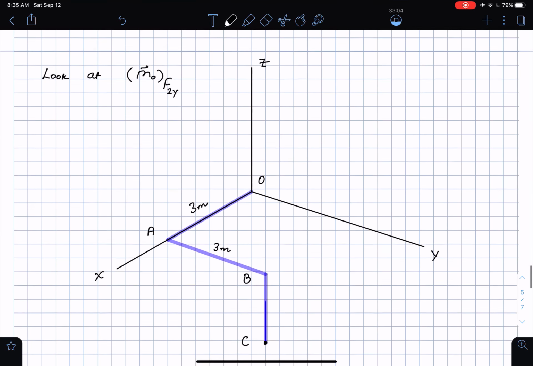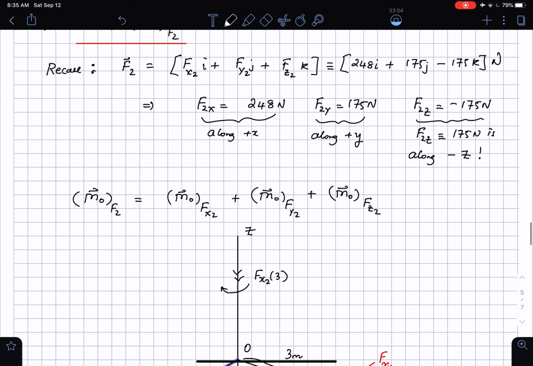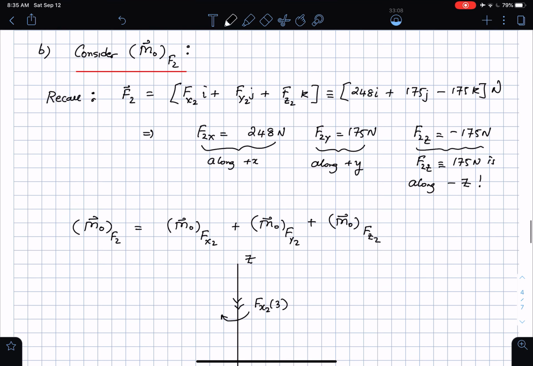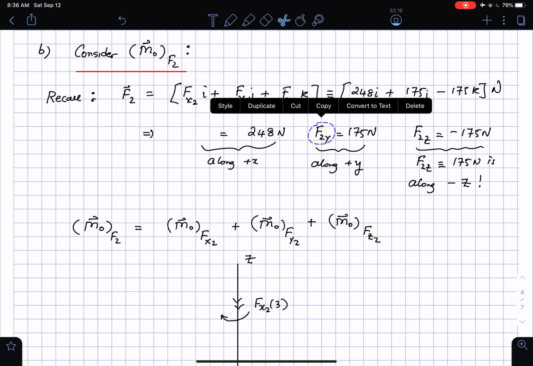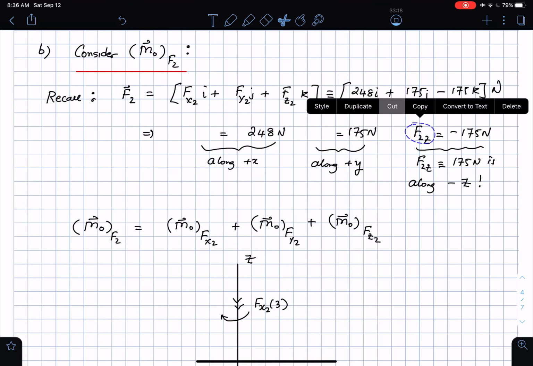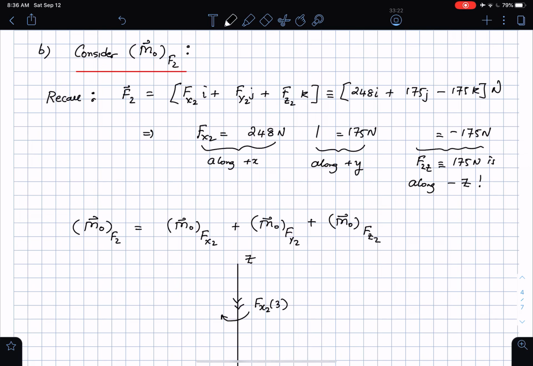Okay, and if you look at the force F2, Fx2 and Fy2 and so on, I have to slightly change these as well. So maybe let me do that quickly too, just so that we are all on the same page. So this is Fx2, Fy2, Fz2.